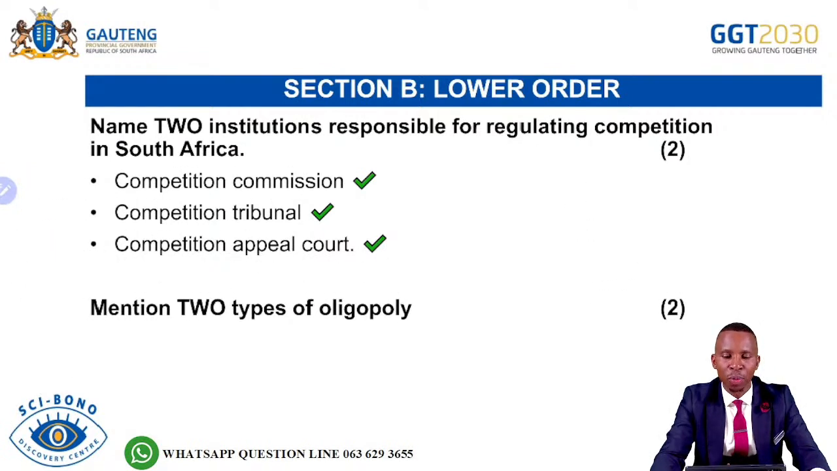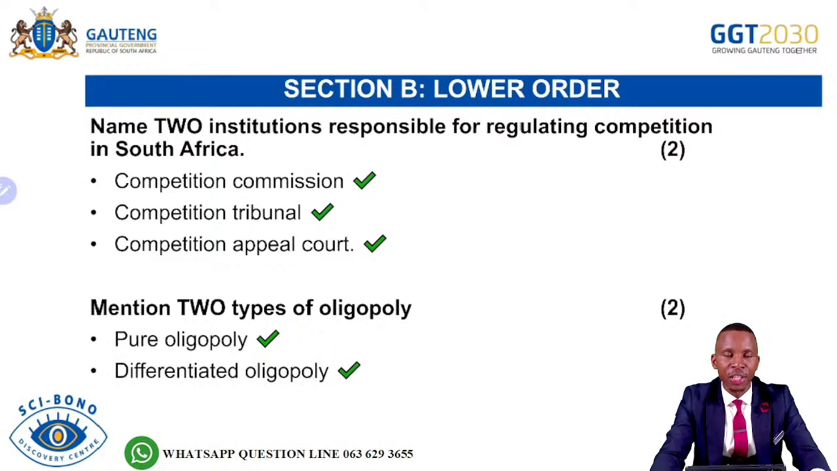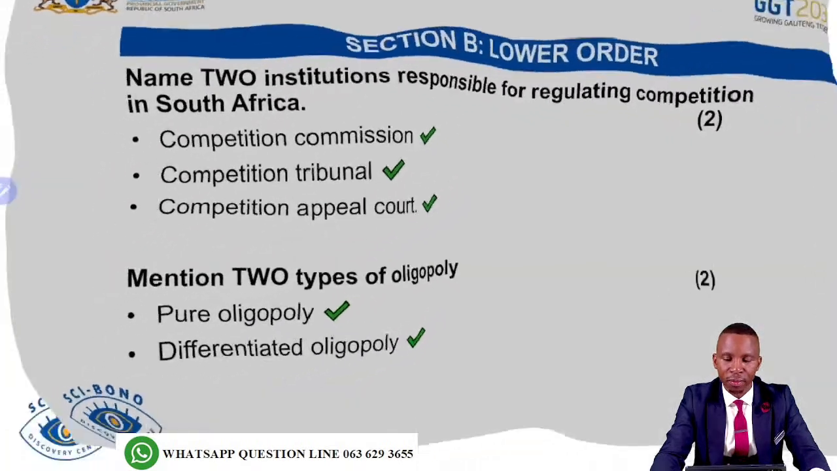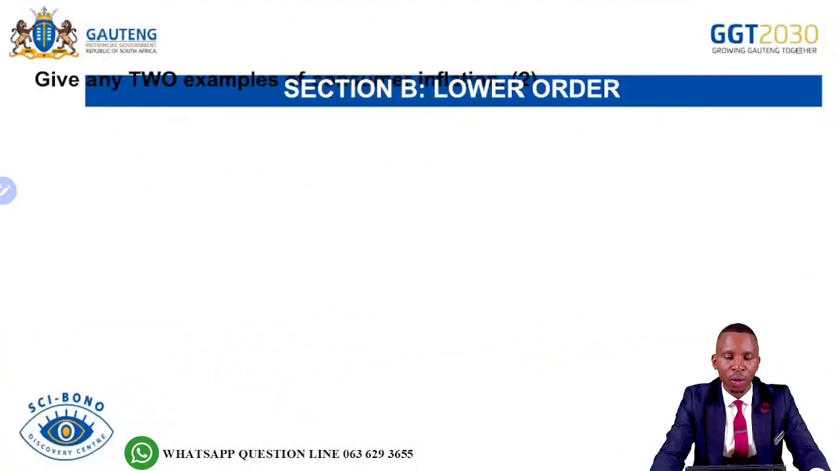Mention 2 types of oligopoly. So we have pure oligopoly and we also have a differentiated oligopoly. Remember, pure oligopoly is an oligopoly that sells or produces homogeneous products. And then differentiated oligopoly is the one that produces differentiated products. And then we continue, still on the lower order.